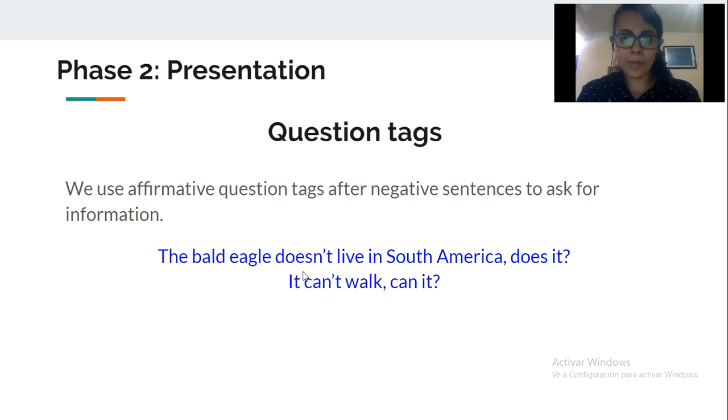The bald eagle doesn't live in South America, does it? It can't walk, can it? Okay? In the first sentence, the tense is present simple. So that's why we use the auxiliary does to make the question, and it refers to the bald eagle. Here in the second, we have it can't walk, and we are gonna start with can because can is a modal verb. Okay, so it is in present, but we're gonna start the question with can, and we take the same subject over here.